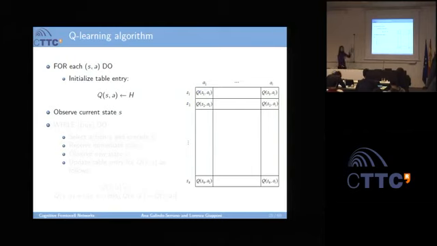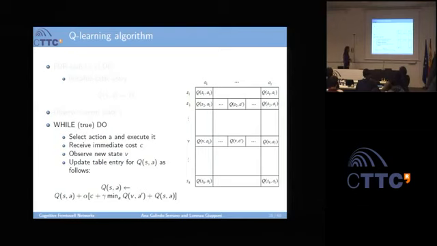Okay, so the way to proceed to implement a learning algorithm is as follows. First of all, you have to initialize this Q table to a given value, and then you need to observe the current state of the environment. Afterwards, let's say that we are in S2, we need to select the action following an action selection policy and execute it. We receive the cost, we observe the new state of the environment, and with this information we can update the Q value. Specifically for the Q-learning algorithm, this is how we do it.